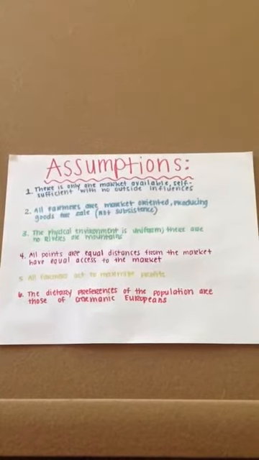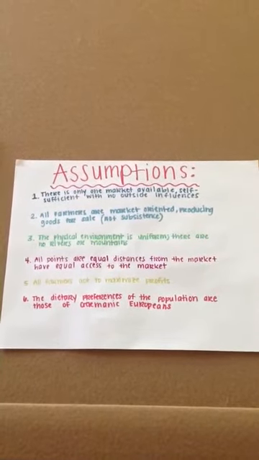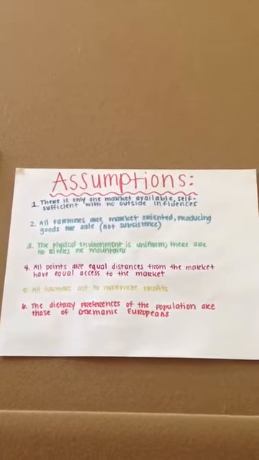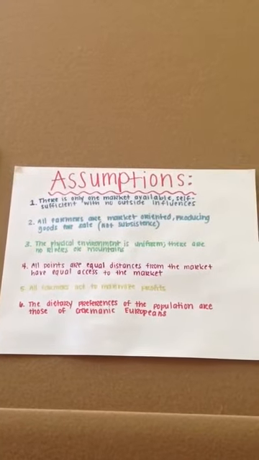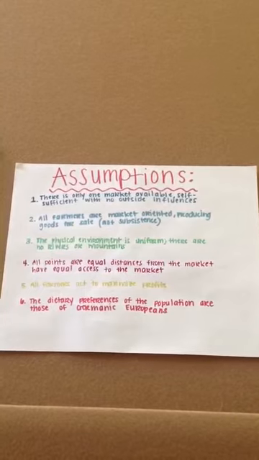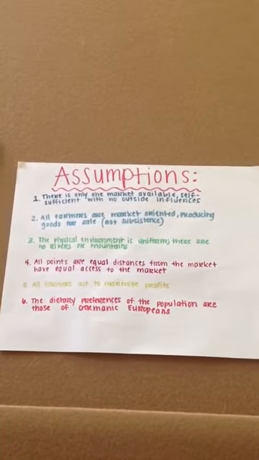The 4th is all points are equal distances from the market and they all have equal access to the market. The 5th is all farmers act to maximize profits. And the 6th is the dietary preferences of the population are those of Germanic Europeans.